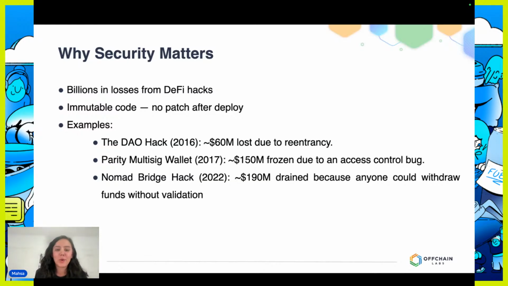In the Parity multi-sig wallet hack, the attacker was able to permanently freeze around 150 million dollars due to an access control bug. And we had the Nomad bridge hack in 2022, where around 200 million was drained from the contract because anyone could withdraw the funds without validation from the contract. So, as I said, any single overlooked vulnerability can lead to destroying the customer and the system itself. You have to really be careful about security, and that's why we want to talk about common security vulnerabilities in smart contracts today.